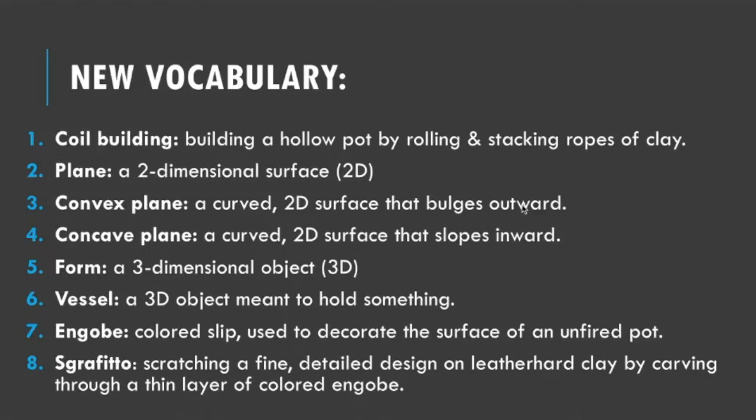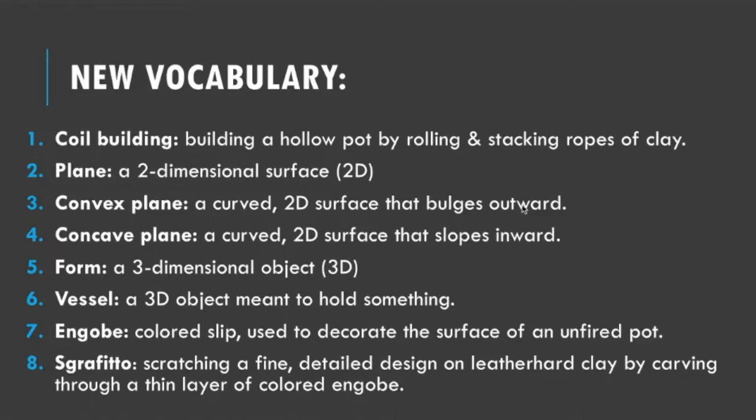Term number 2 is plane. A plane is a 2-dimensional surface, but we're going to refer to it in terms of 3 dimensions because we're making 3-dimensional objects. So we're going to talk about 2 kinds of planes, convex planes and concave planes. Just like in science class, a convex plane, much like a convex lens, is a curved 2-dimensional surface that bulges outward. So it pops out. And that's going to apply to your vase because there are going to be areas of your vase that bulge outward to become wider in that area.